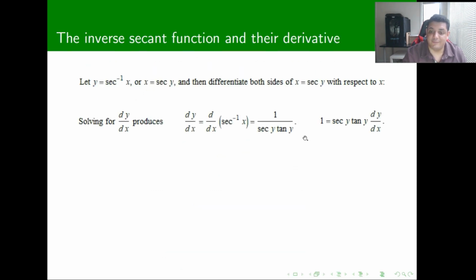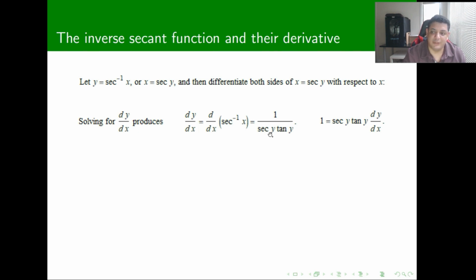Now we do exactly the same things in terms of derivatives. Notice y is equal to secant to the minus 1 of x, and x is equal to secant of y. And then taking the derivative on both sides, that's going to produce 1 equals the derivative of secant, which is secant times tangent, times dy dx, because we're taking the derivative of a function of y. And then from that we can find out that the derivative dy dx of our inverse secant is 1 over secant of y tangent of y.